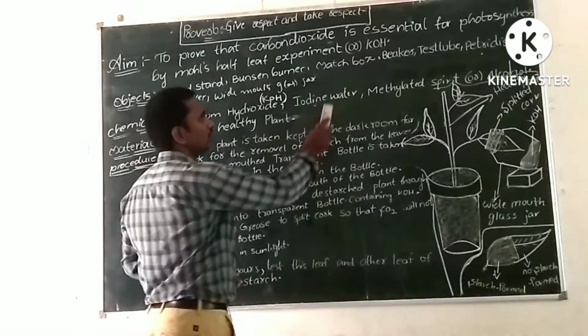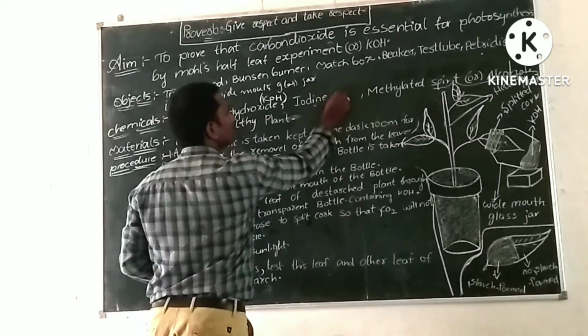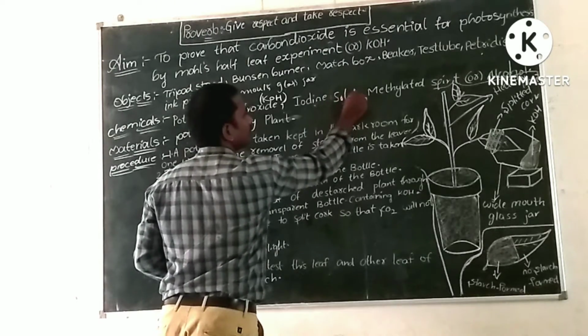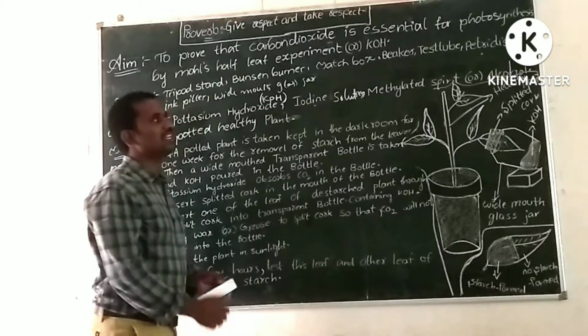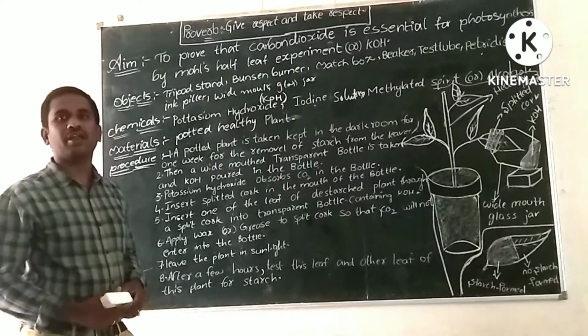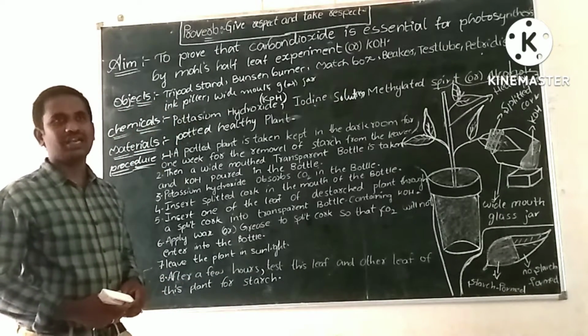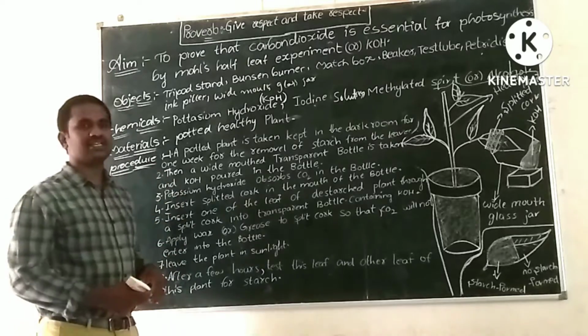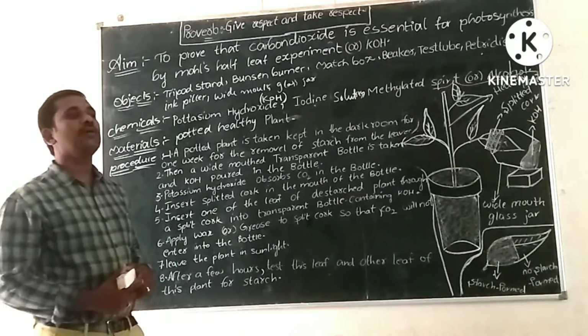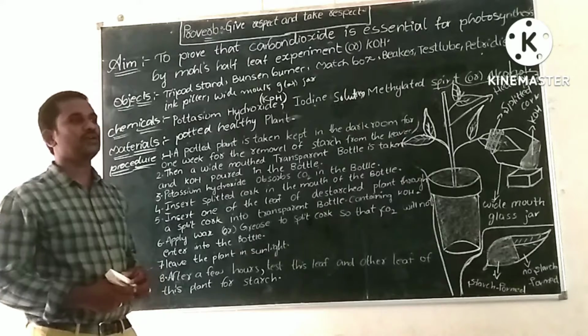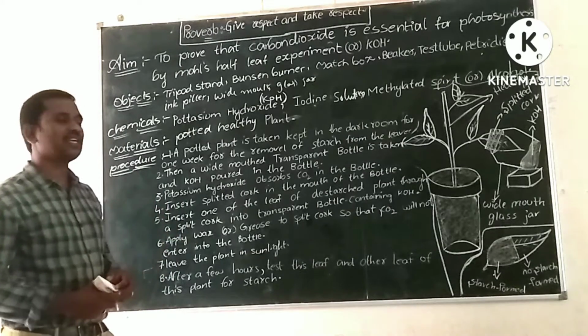Iodine solution we can use here. Next, methylated spirit or alcohol can also be used as a chemical. Next, materials: we can take a healthy potted plant. Next, the procedure.